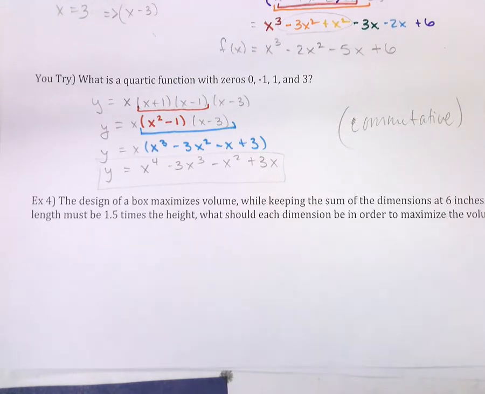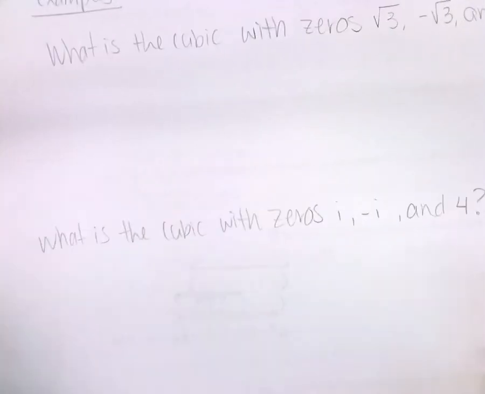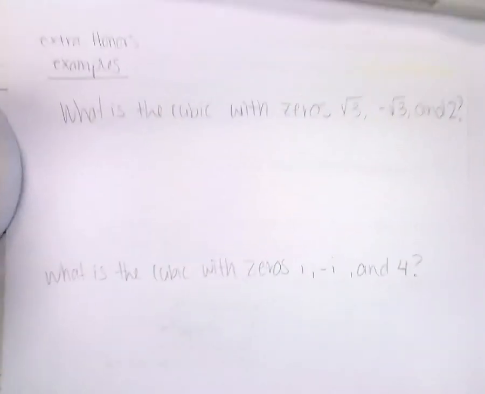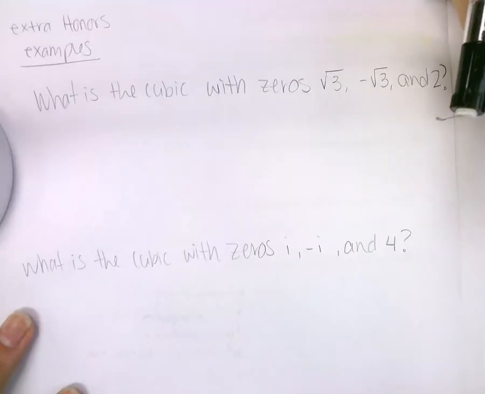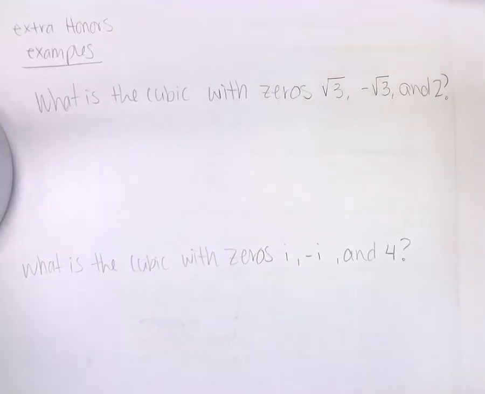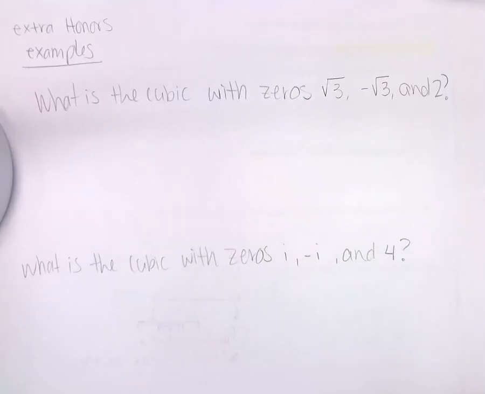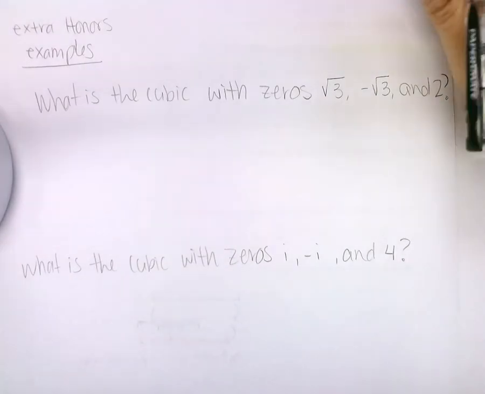Okay, let's look at the extra examples I have over here. Put this on the back. Put it on a separate sheet of paper. I got an A plus. Separate sheet of paper?